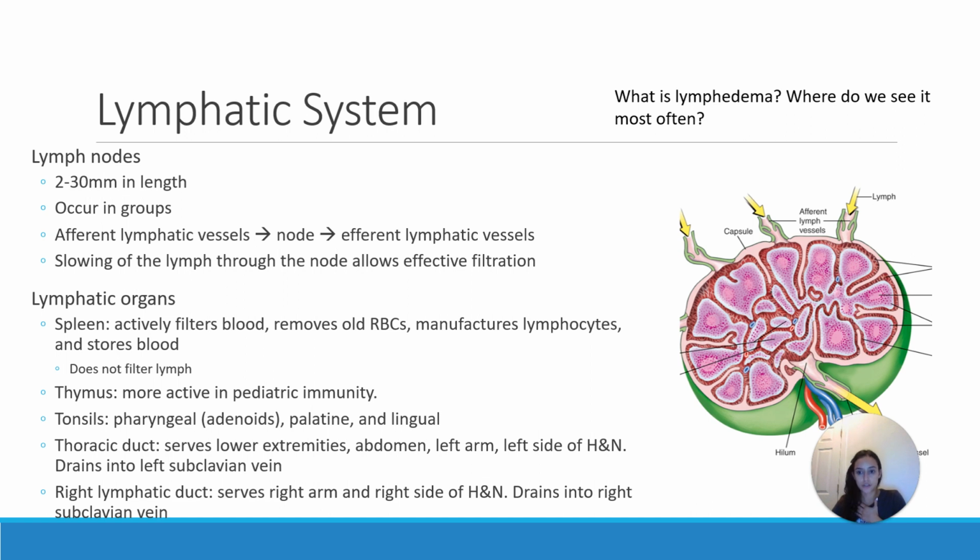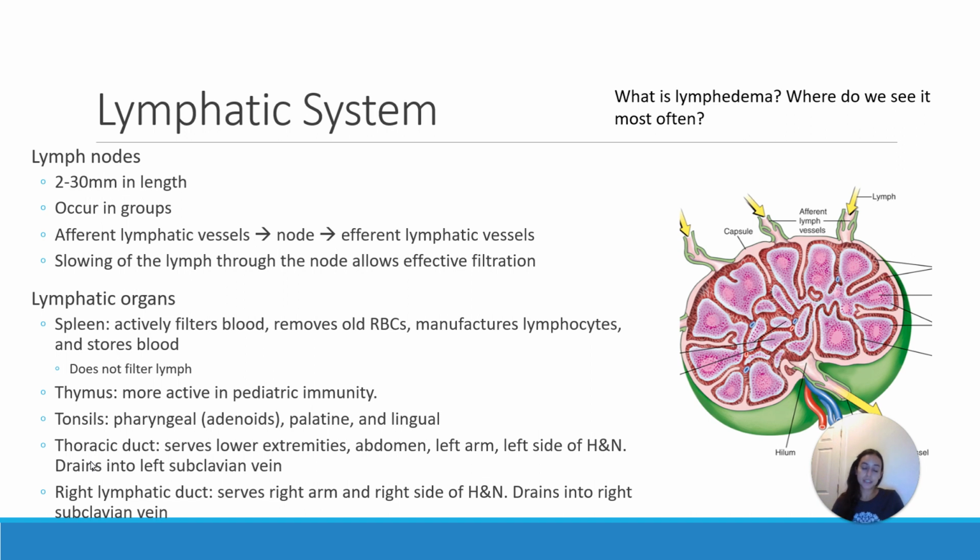Next, you have the tonsils. So there are three groups of tonsils. You have the pharyngeal tonsils, which are also called the adenoids. Those are in your nasopharynx. The palatine tonsils are in the oropharynx, and the lingual tonsils are the ones that are at the base of the tongue. Those are the ones that you can see when you open your mouth. And these tonsils are there to protect against foreign bodies.